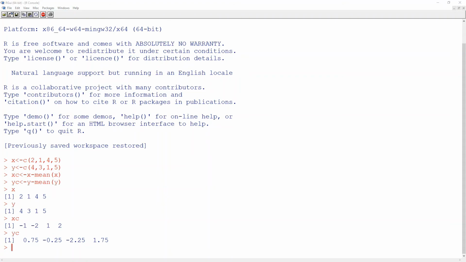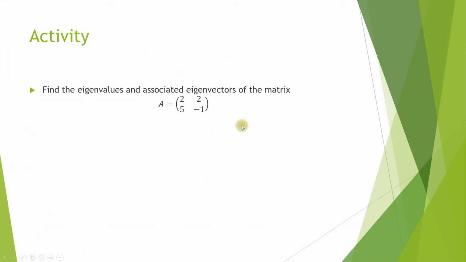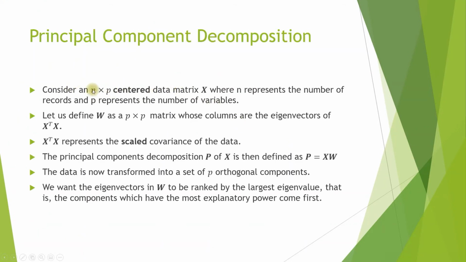I'll just make a reference to what I'm referring to here. Just hold on a moment. Let me just show you that. Here we go. We said that we have an N by P centered data matrix. That's the first step. We need to ensure that our data has been centered. And this is what I just did here.